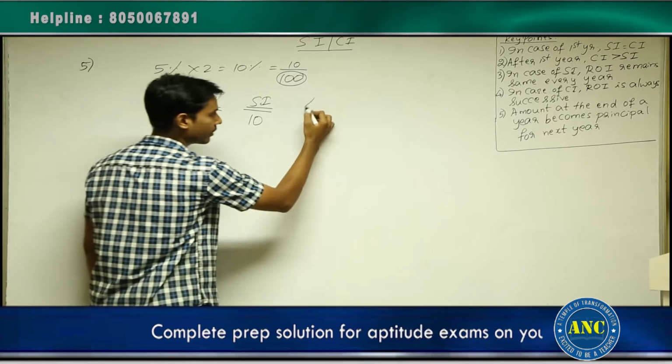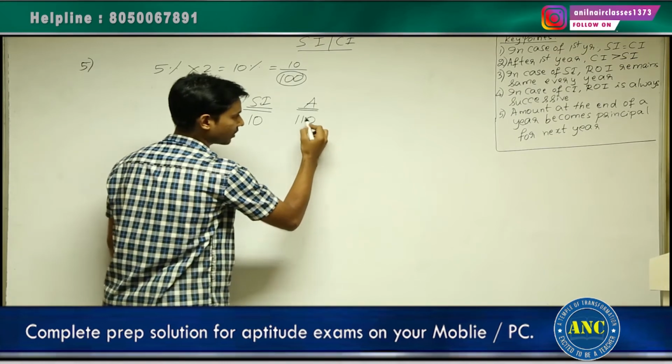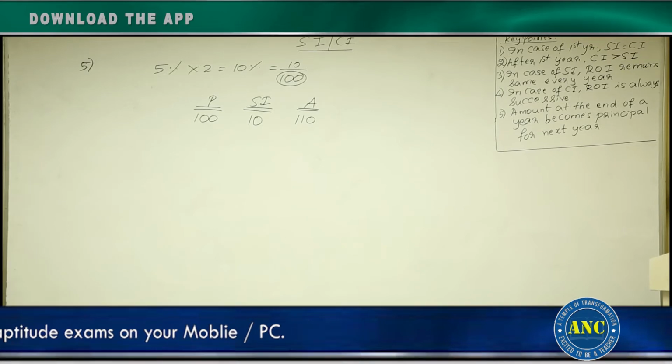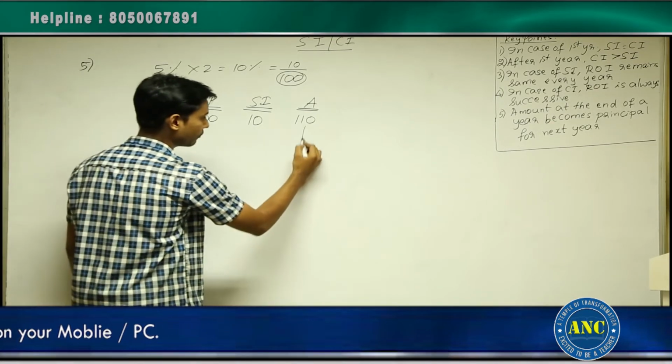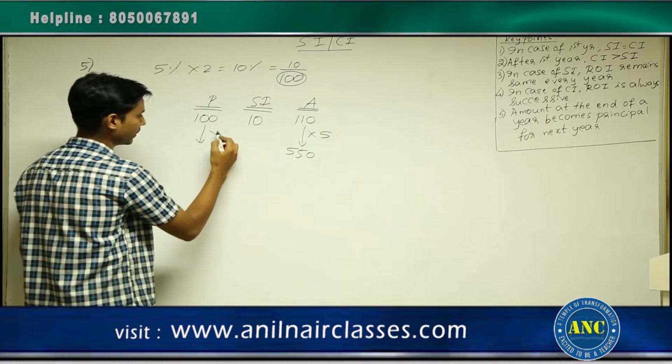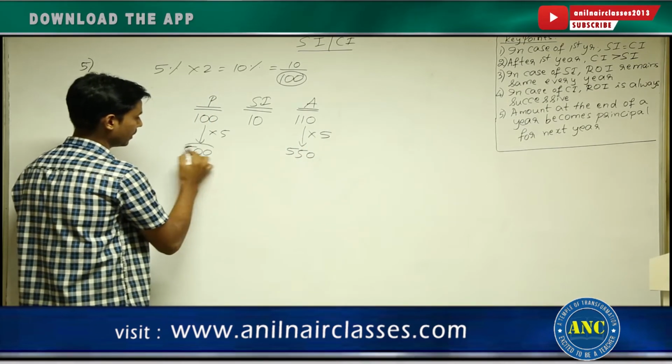So totally how much am I giving you? What is the amount? 110 rupees. Total amount is 110 rupees. But they are asking for the present worth of 550 rupees. 110 should become 550 rupees. What is the multiplying factor? 5. Here also multiply by 5. 100 into 5 is 500.